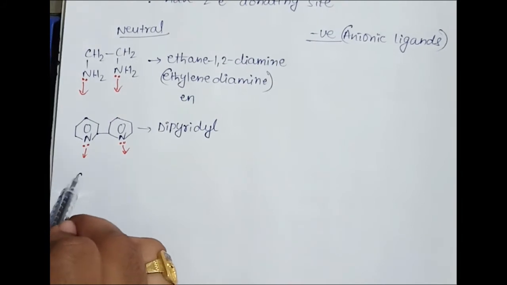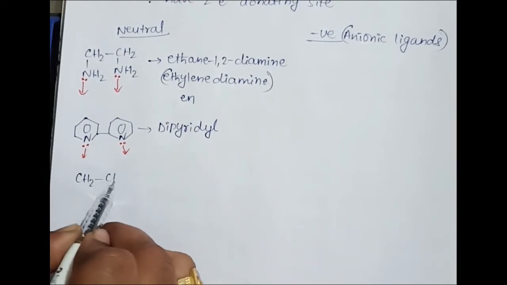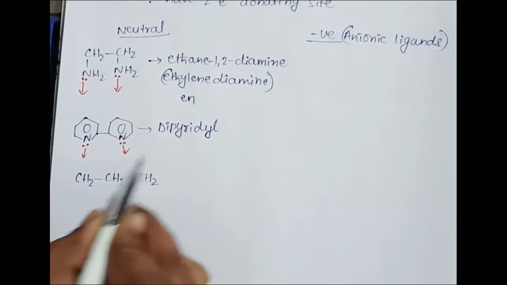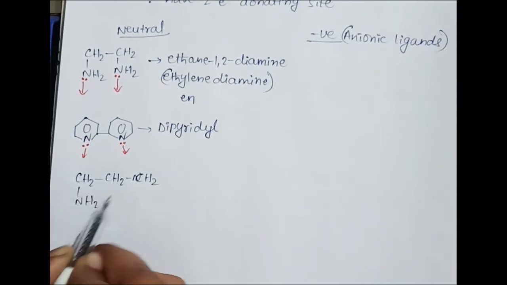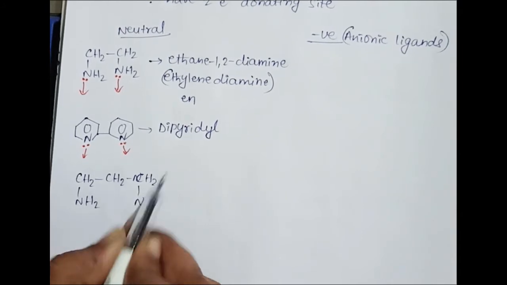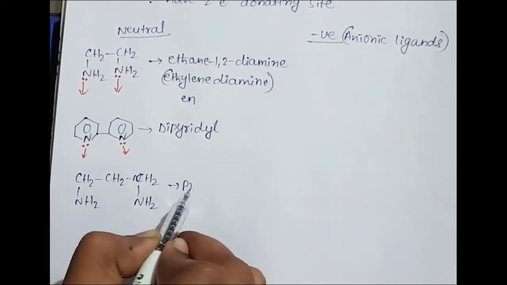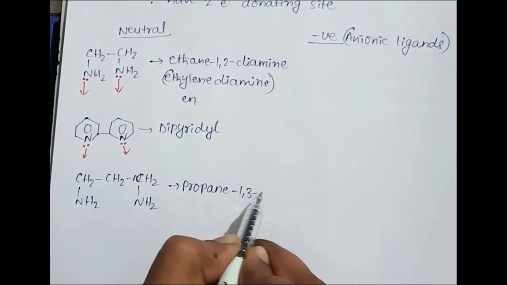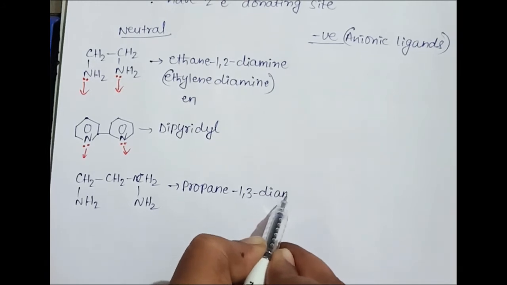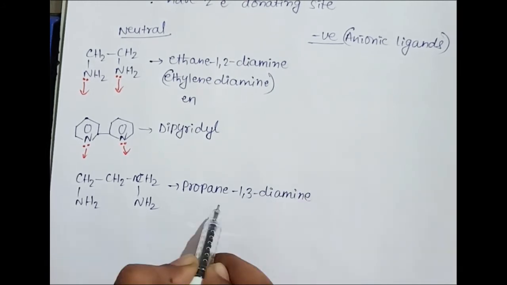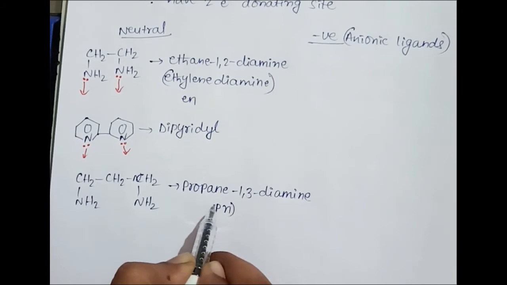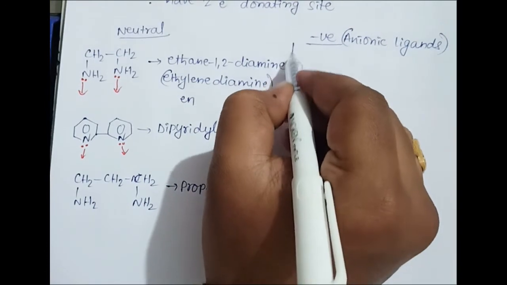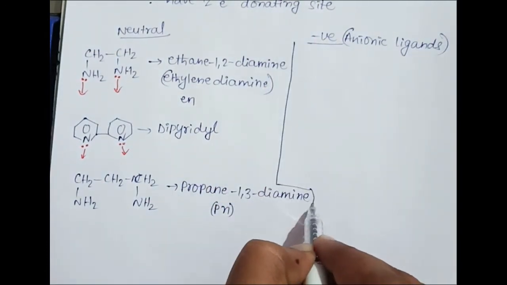Another example. Now you give me the IUPAC name of this compound. What is the name here? It is a 3 carbon chain, so it is propane-1,3-diamine. Its symbol is pn. These are the examples of neutral didentate ligands.